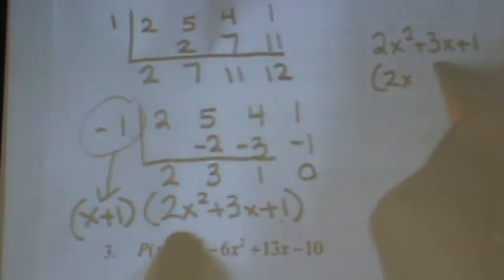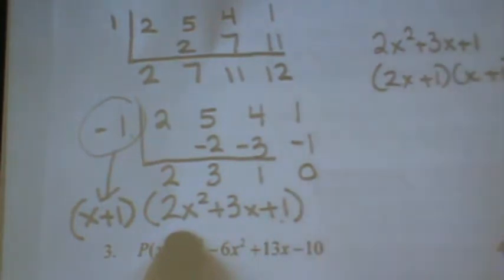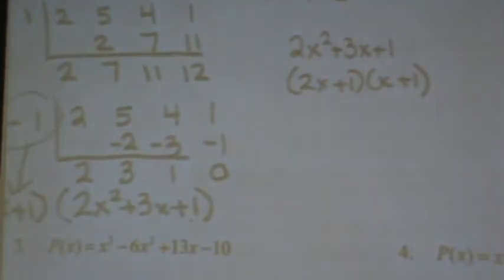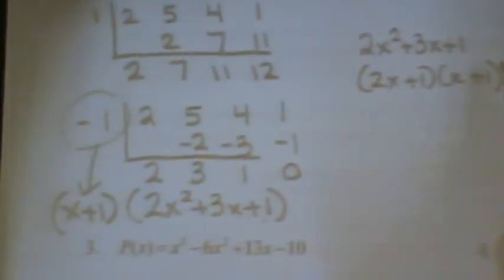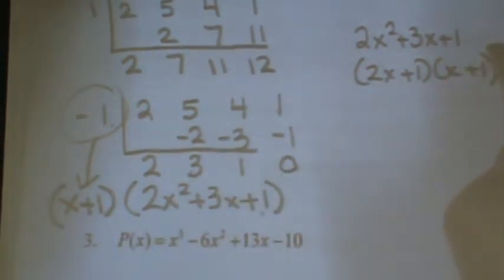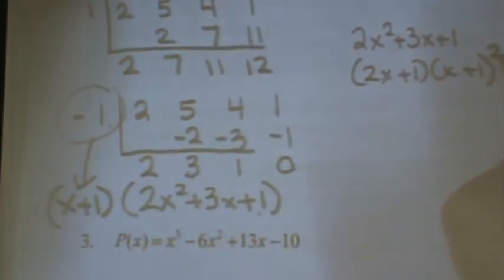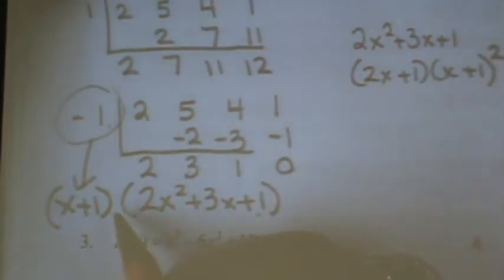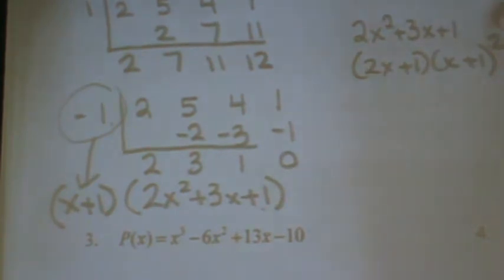Just 2x plus 1 and then x plus 1. Okay, and it works. So what do we have? Can I just put a squared right here? No. Why not? Because you have a coefficient right here. I have 2 of them. Oh, I was thinking you were trying to include the 2x plus 1, I was like, no.